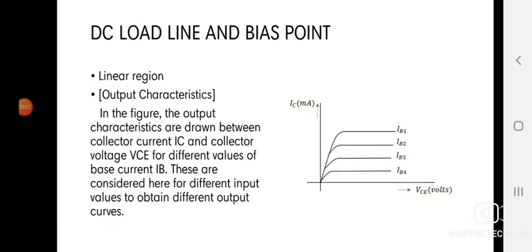About DC load line and bias point. First, we have to know about the linear region. If a transistor works well in the active region, then it is called the linear region.